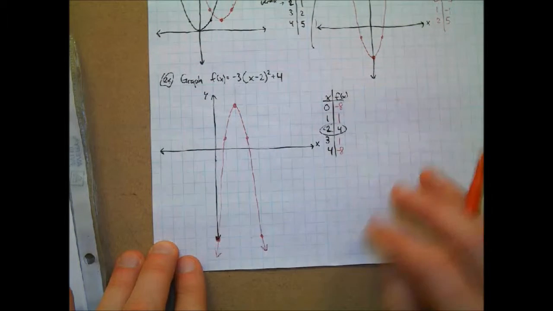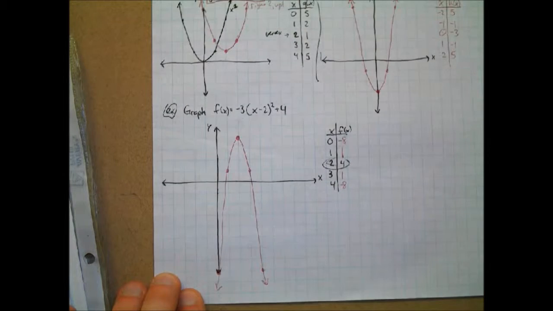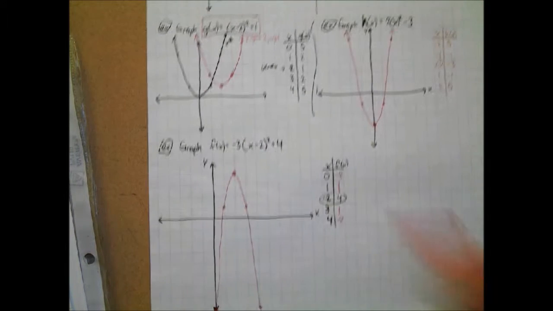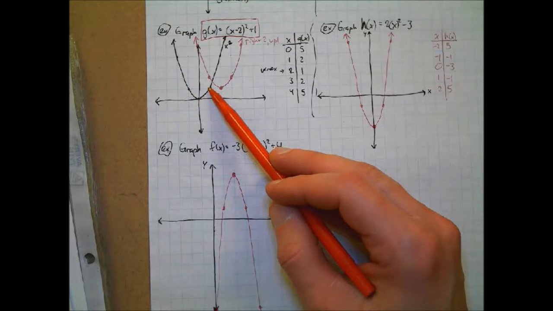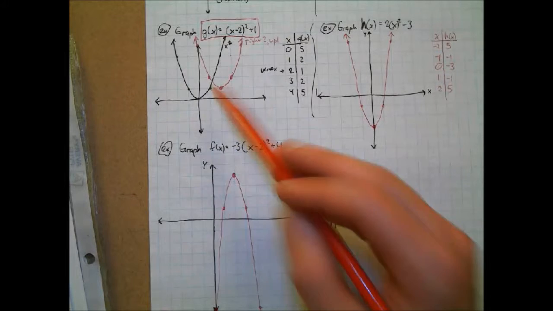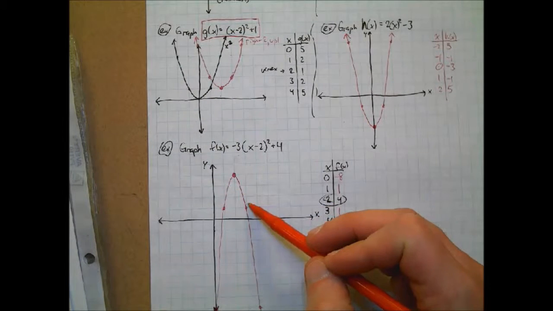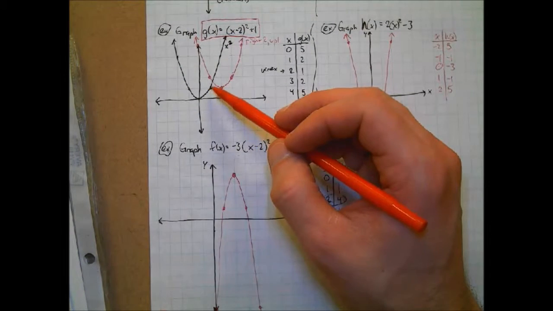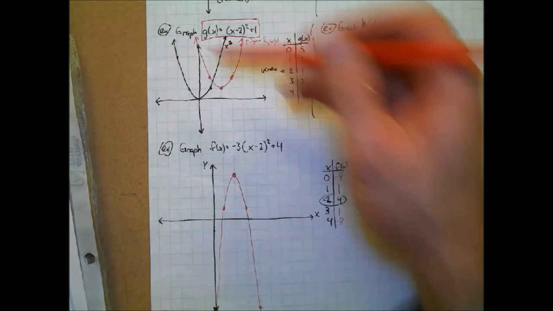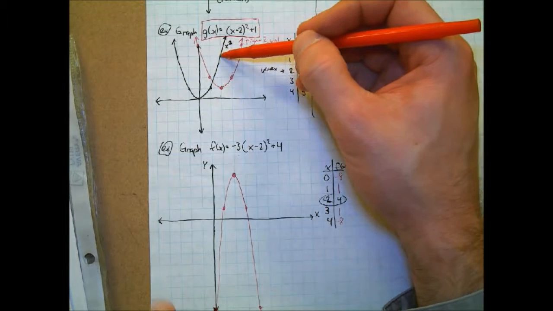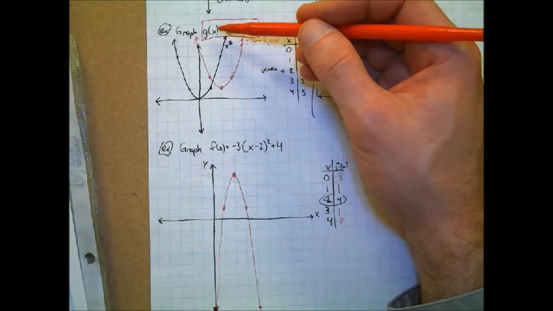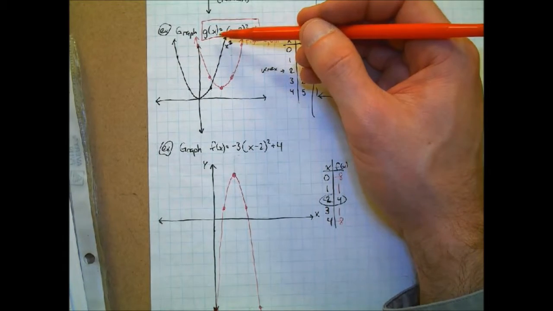And where does that come from? Well, if you go back to our original parent function, from the vertex to the next nice point that we get, it's up 1, right 1. So there's your up 1, right 1, and then there's your next point. But to go from that point to the next point, we have to go up 3. So originally you go up 1, right 1, then up 3, right 1. The next point will be up 5, right 1, then up 7, right 1, then up 9, right 1, and so on and so forth. Okay, it's the odds.